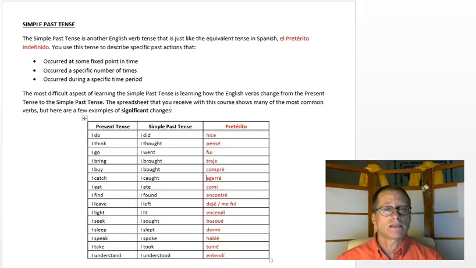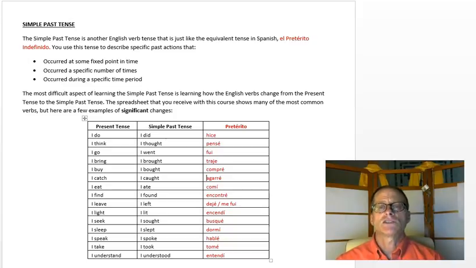All right, the simple past tense. The simple past tense is another English verb tense that is just like the equivalent tense in Spanish, el pretérito indefinido. You use this tense to describe specific past actions that occurred at some fixed point in time, occurred a specific number of times, or occurred during a specific time period. The most difficult aspect of learning the simple past tense is learning how the English verbs change from the present tense to the simple past tense.